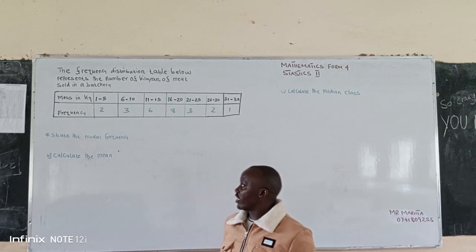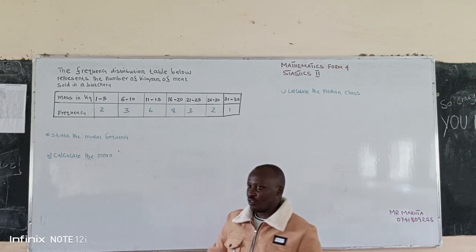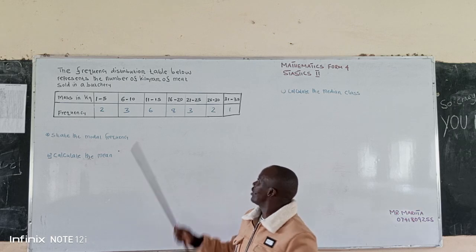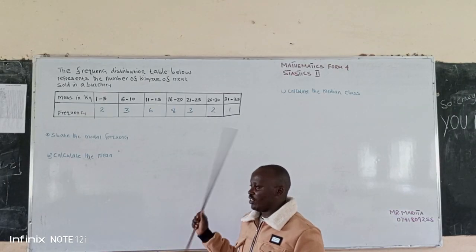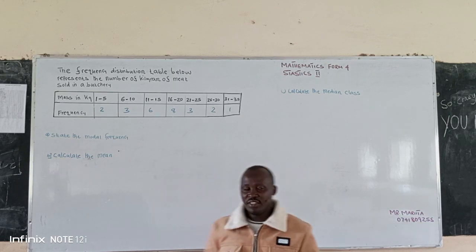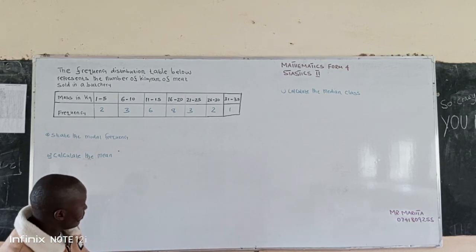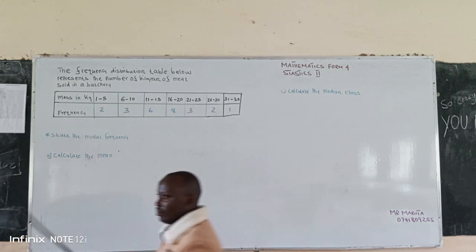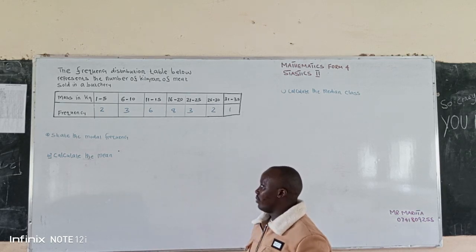Between 1 kg to 5 kg, we have a frequency of 2. Then we have 6 to 10, we have 3. 11 to 15, we have 6. 16 to 20, we have 8. Then 21 to 25 is 3. 26 to 30 is 2. Then 31 to 35 is 1. We are supposed to state the mode of frequency, then calculate the mean, then finally calculate the median class.